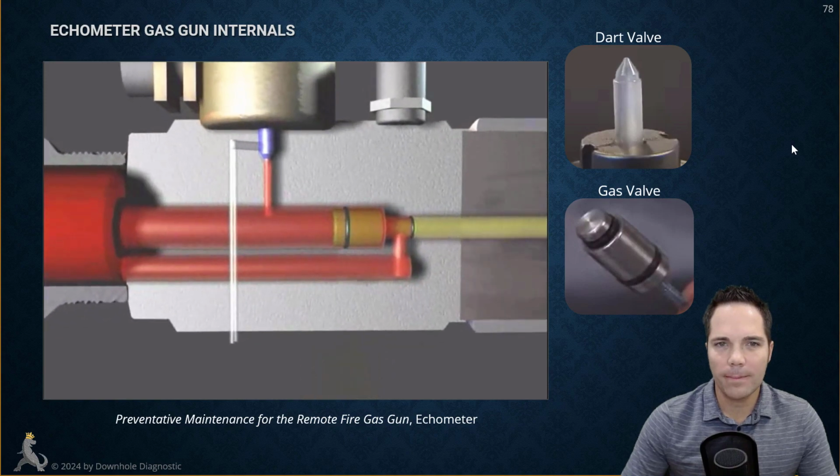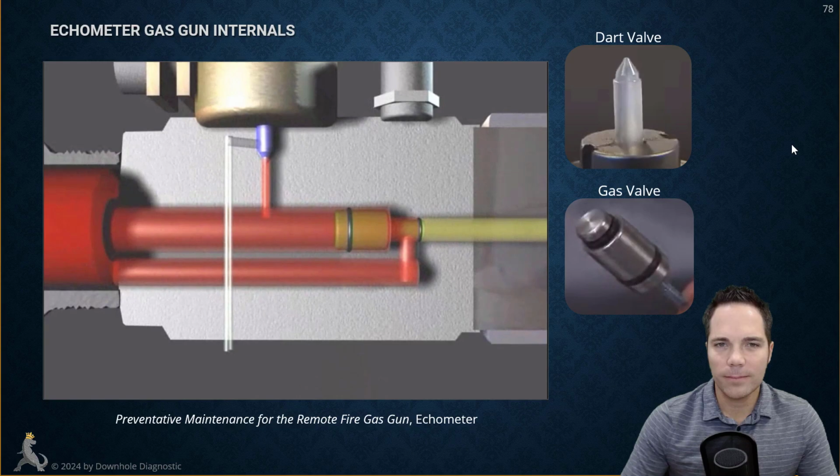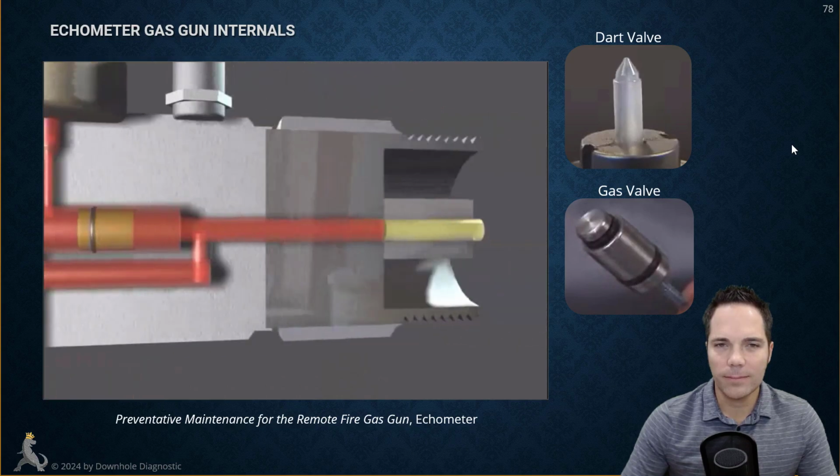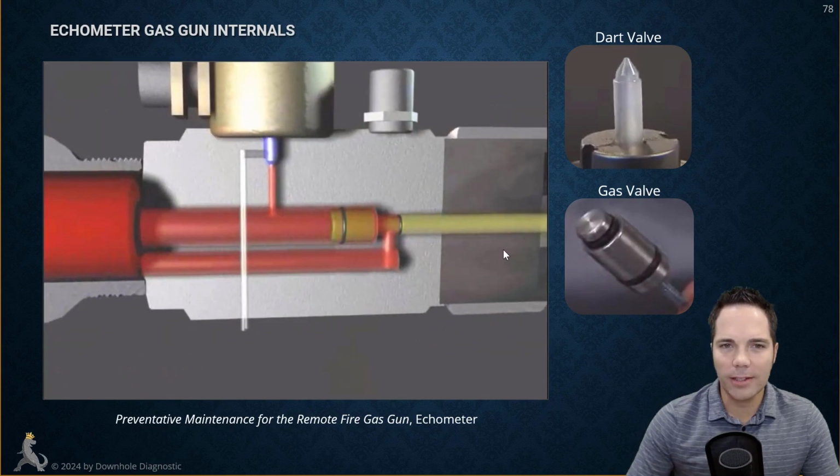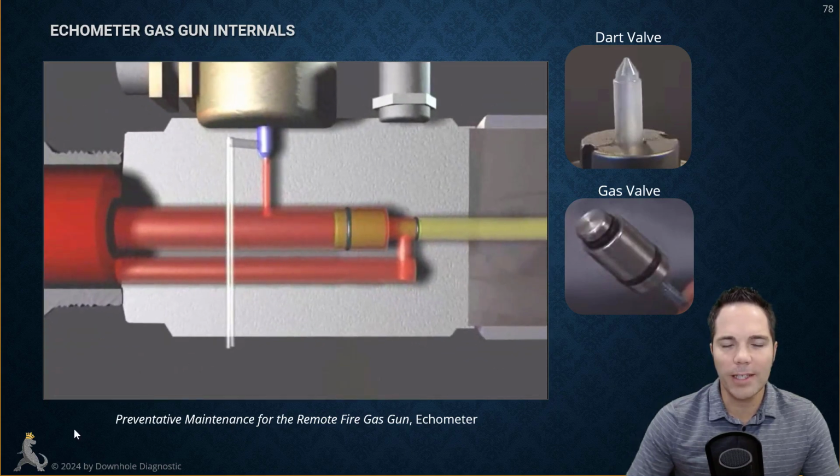The dart valve releases gas from behind a 1/2-inch movable piston that allows gas from the gas gun volume chamber to flow into the well. Boom, that is the shot. Okay, now you probably didn't pick up all of that. Let me show you what's happening.